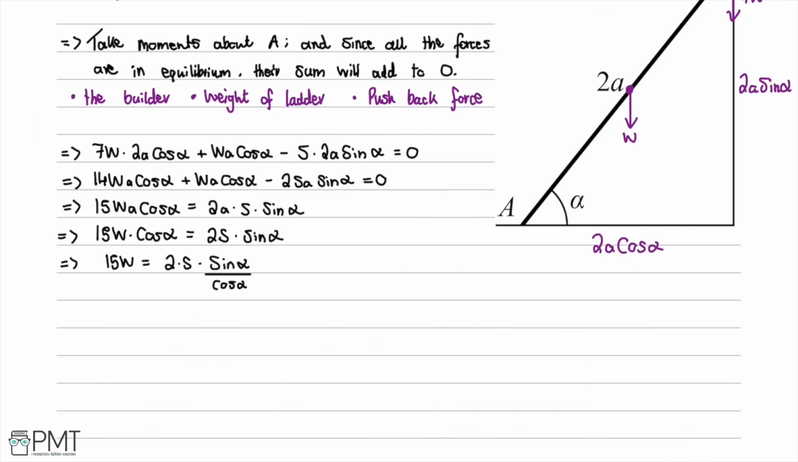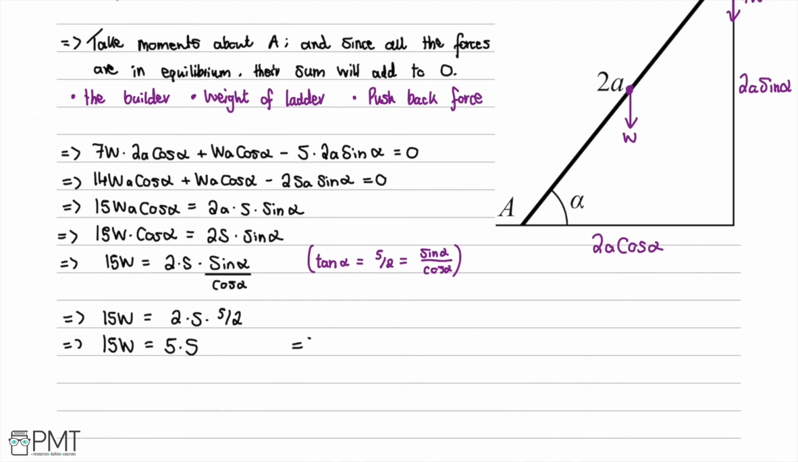And we know that tan of alpha is equal to 5 over 2. And we also know that tan alpha is equal to sine alpha over cos alpha from our trig identities. So therefore, we can now say that 15W is going to be equal to 2 multiplied by S multiplied by this value here, 5 over 2. And then that gives us that 15W is going to be equal to 2 multiplied by 5 over 2, which is 5. So 5 multiplied by S.